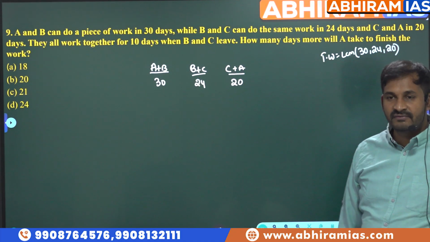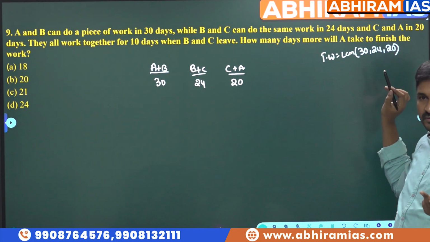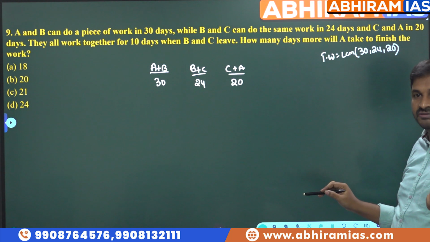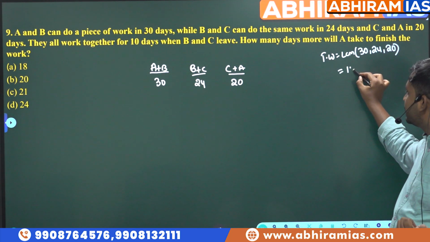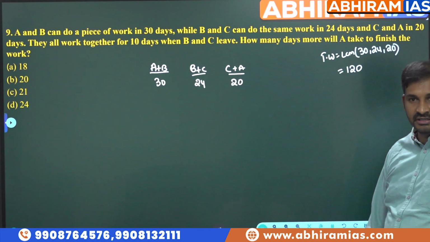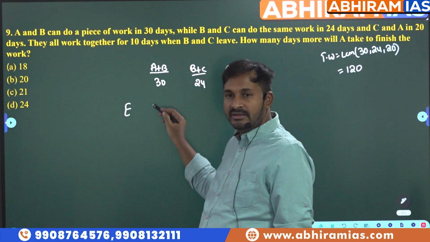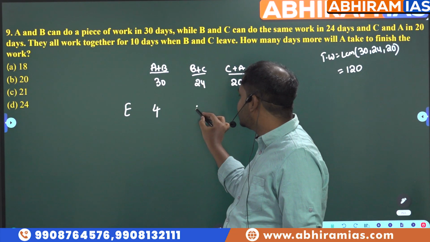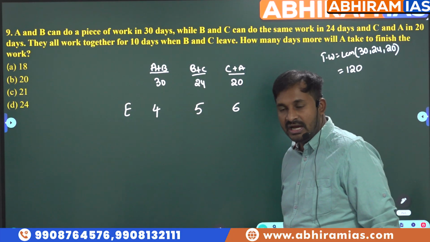Okay, multiples of 30, 30. Next 60, not divisible by 24. Next 90, not divisible by either of these two. Next 120. Yes, 120 is divisible by these two, right? So my LCM here becomes 120. So now what are their efficiencies? A and B combined efficiency will become 4. B and C combined efficiency becomes 5. C and A combined efficiency becomes 6.